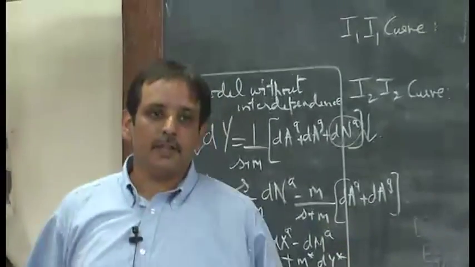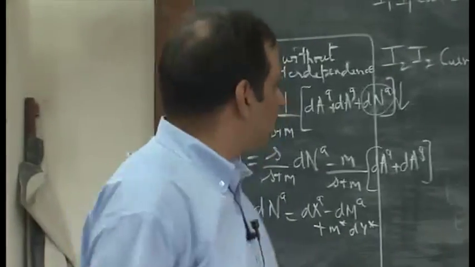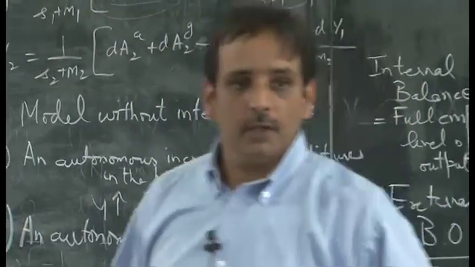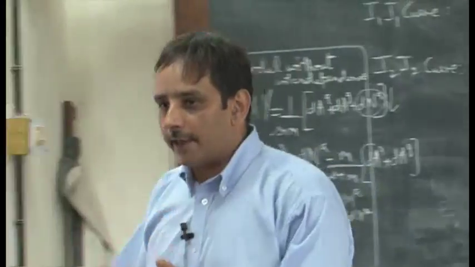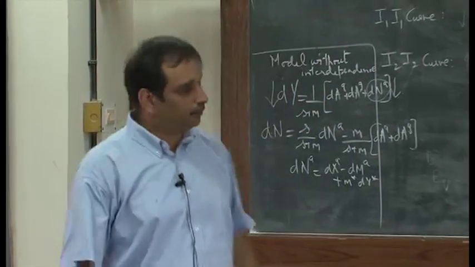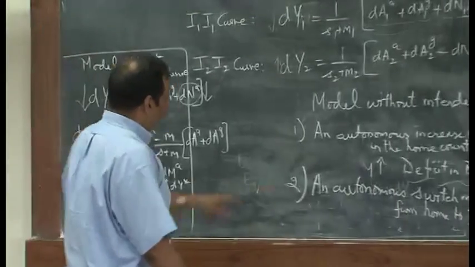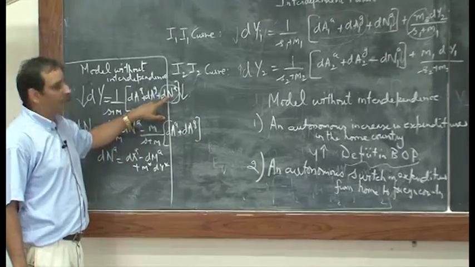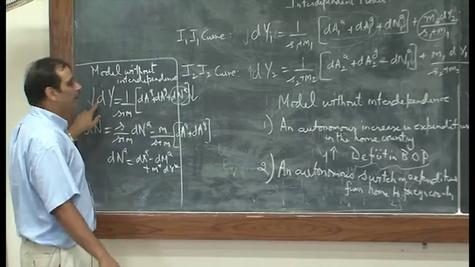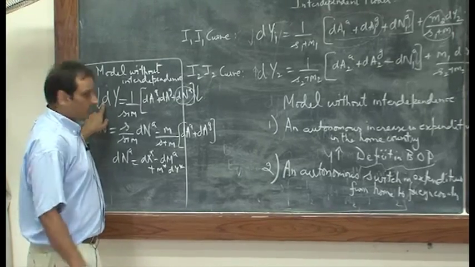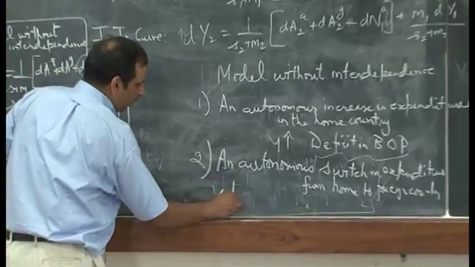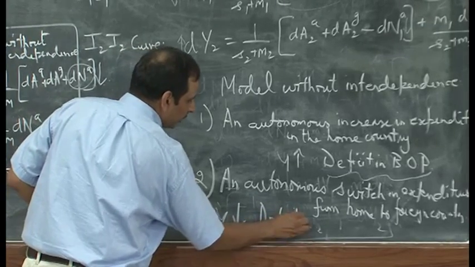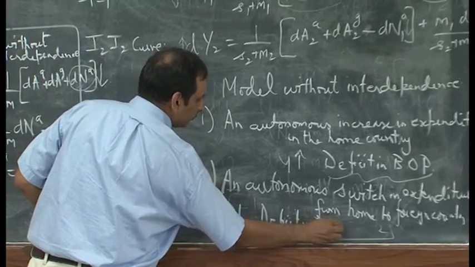Now you know what will be the impact if there is an autonomous switch in expenditures from home to foreign country. Like if an Indian starts liking goods coming from abroad, so what will happen is that it will have an impact on the demand for domestic goods. This would go down, incomes would go down. So you have incomes going down and you have a deficit in the balance of payments.